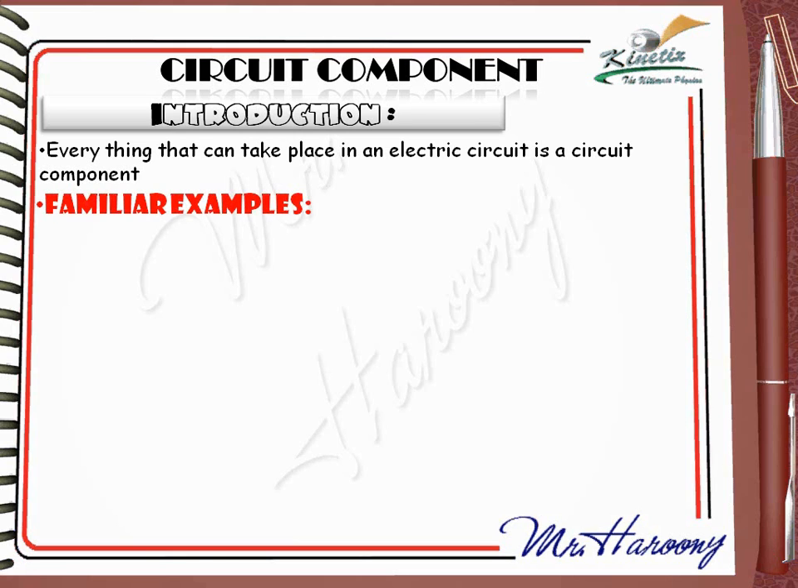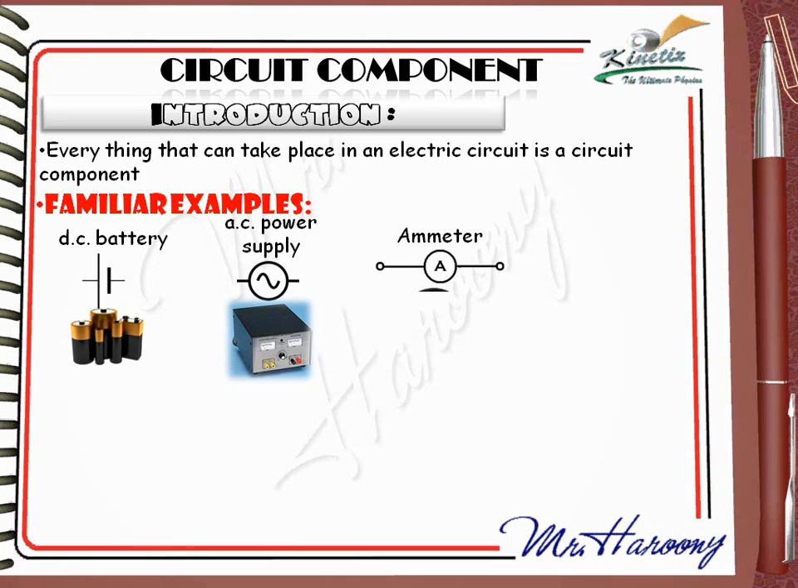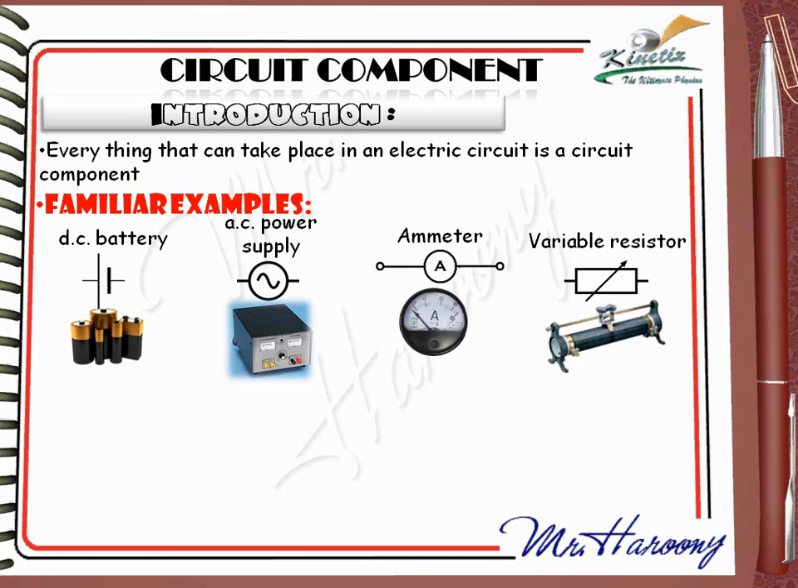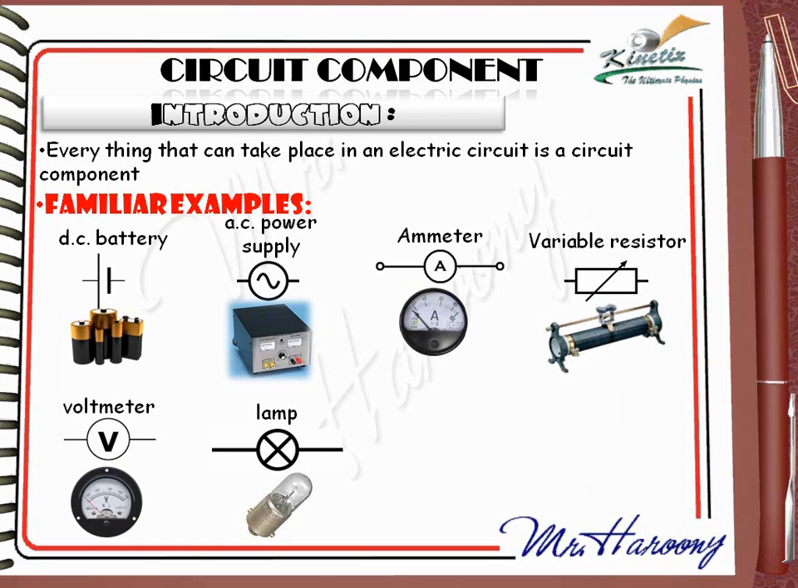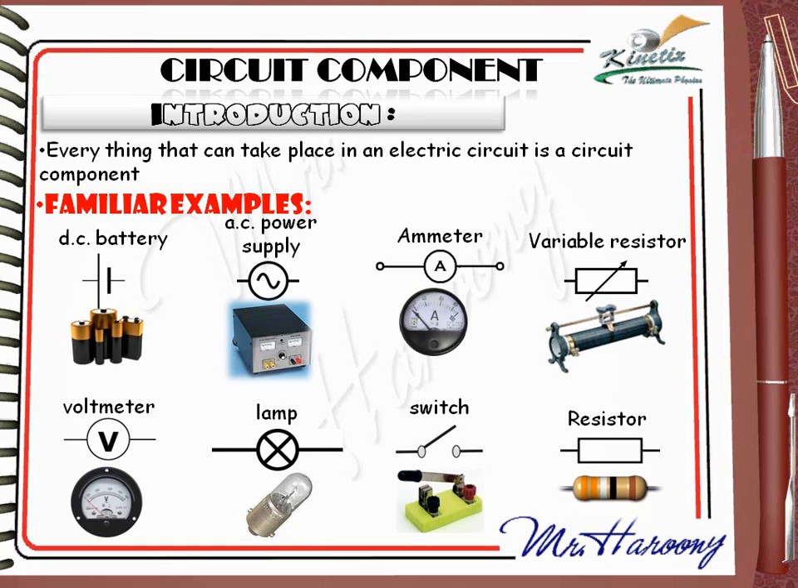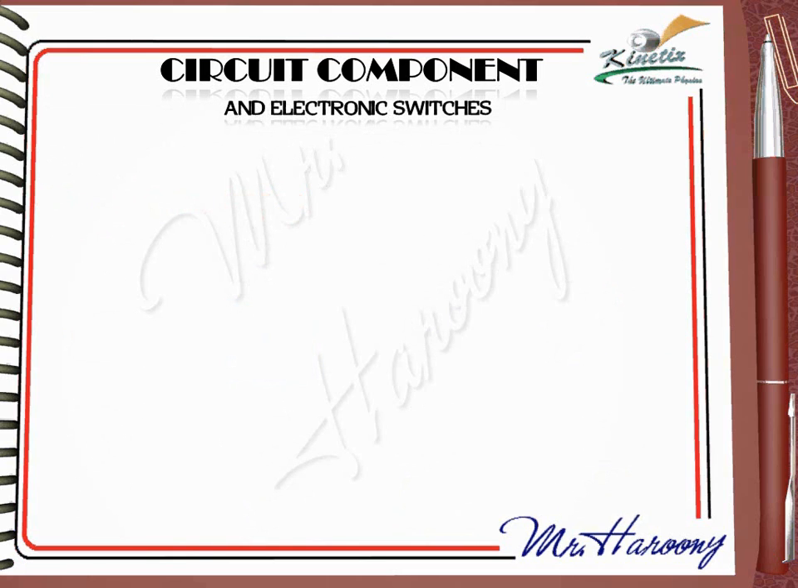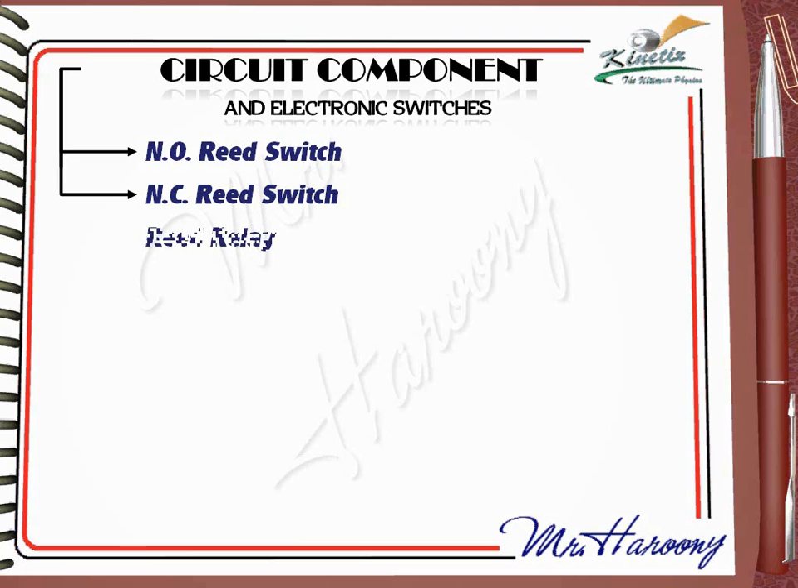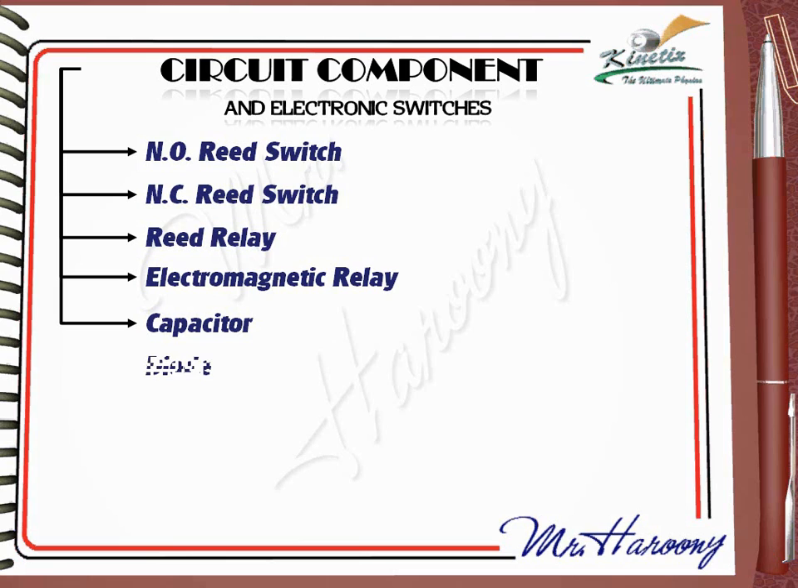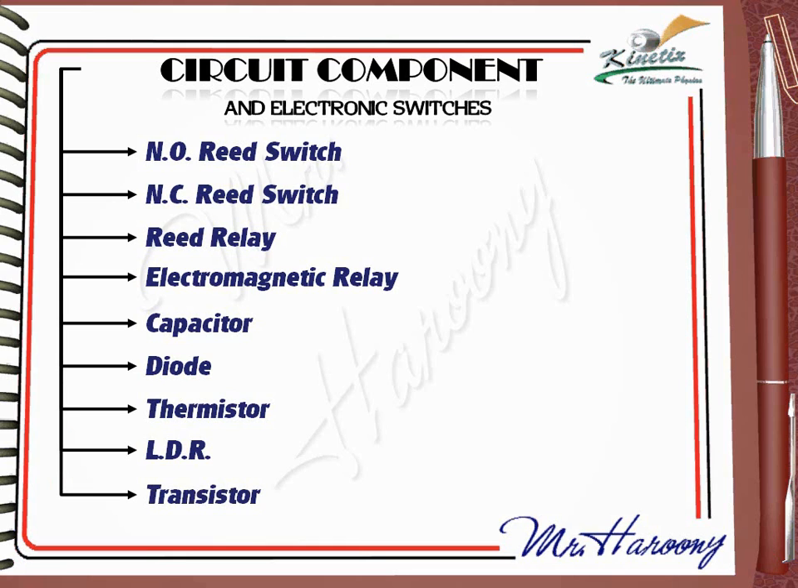Familiar examples are the DC battery or power supply, the AC power supply, the ammeter, the variable resistor, the voltmeter, the lamp, the switch, and the resistor. In this lesson, we will study more circuit components that are widely used in our lives. The normally open reed switch, the normally closed reed switch, the reed relay, the electromagnetic relay, the capacitor, the diode, the thermistor, the light-dependent resistor LDR, and finally the transistor.